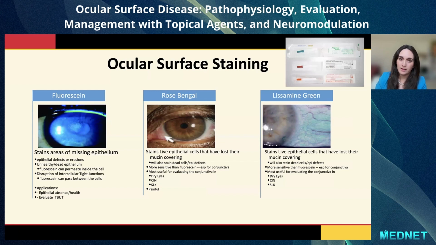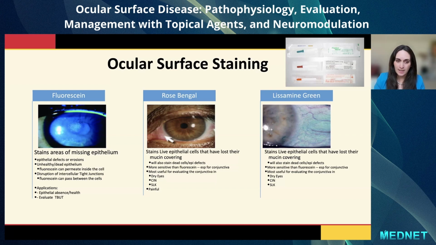Then you want to think about ocular surface staining. So there are 3 main types of ocular surface staining. You have fluorescein, rose bengal, and lissamine green. I break this up really into 2 different parts. So fluorescein stains the area of the missing epithelium. So epithelial defects or erosions are highlighted.